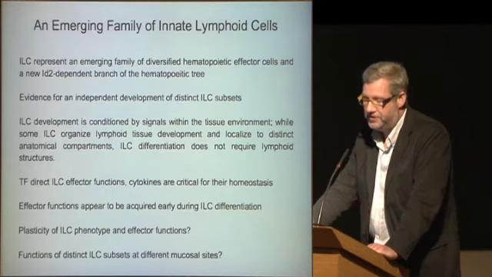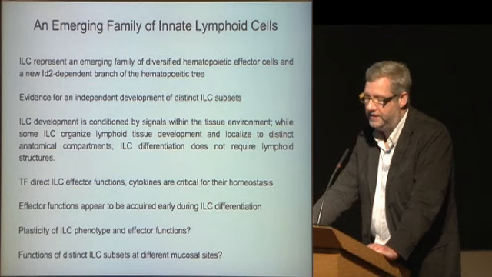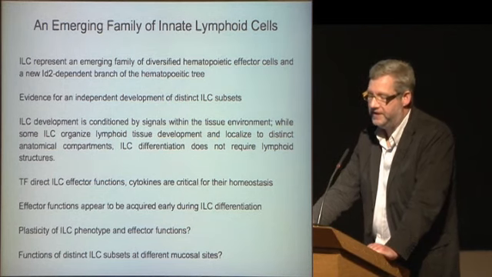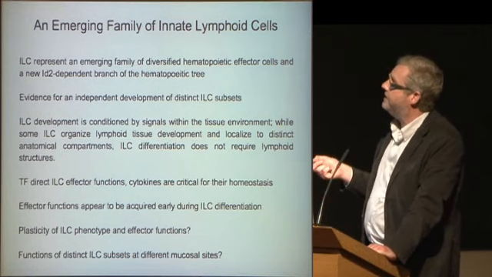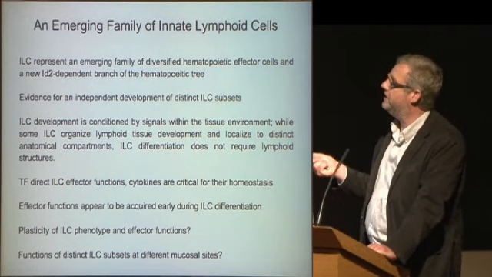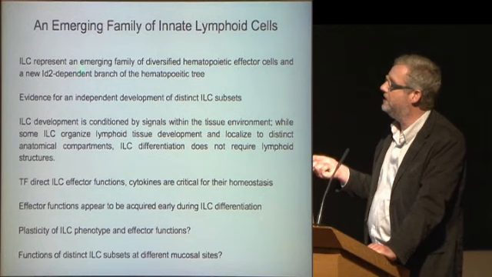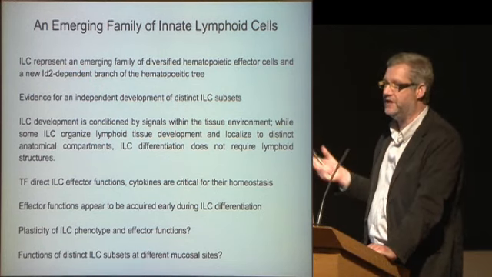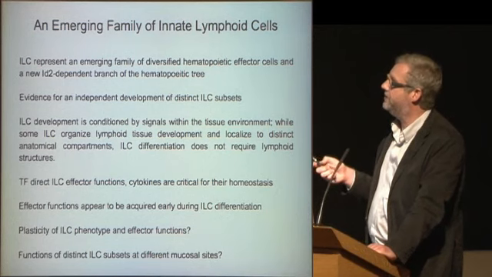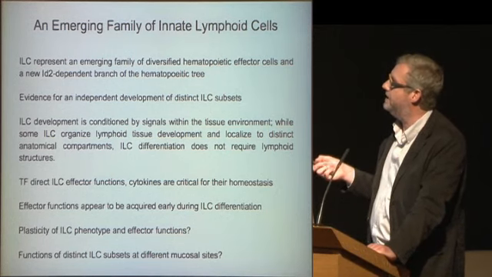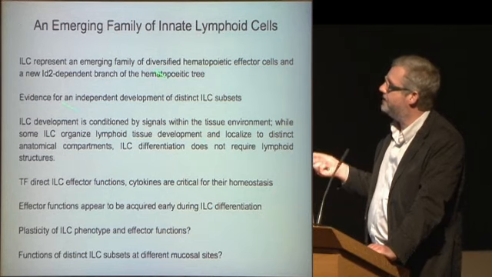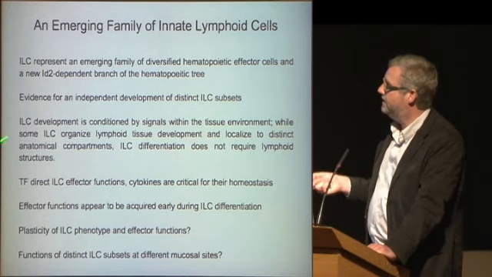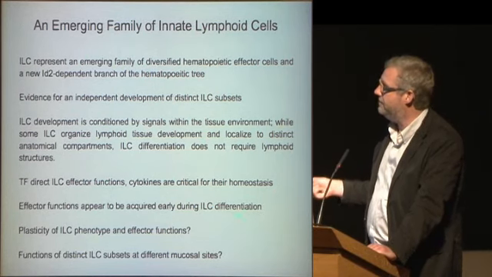So I'll end there and just summarize. We think that the ILC subset is an emerging family. We think this represents a branch of the hematopoietic tree, which requires ID2 to bring these lymphoid precursors into a new developmental pathway, which generates an innate lymphoid cell. We think these cells develop independently. They acquire their functions very early.